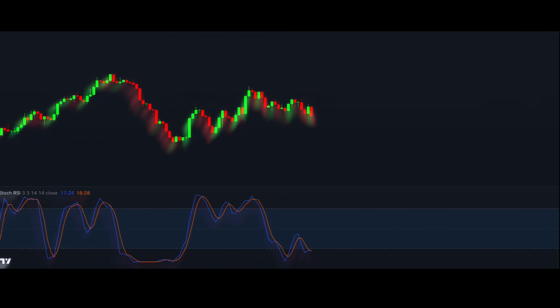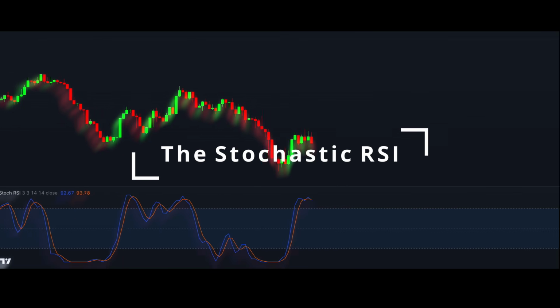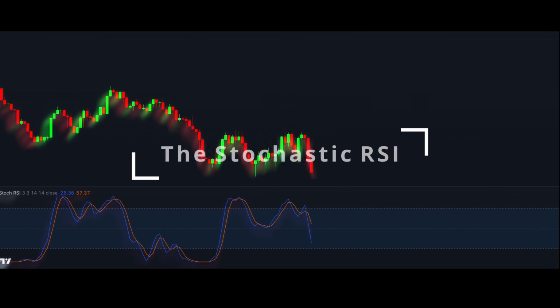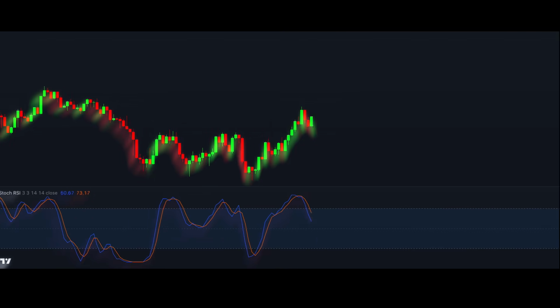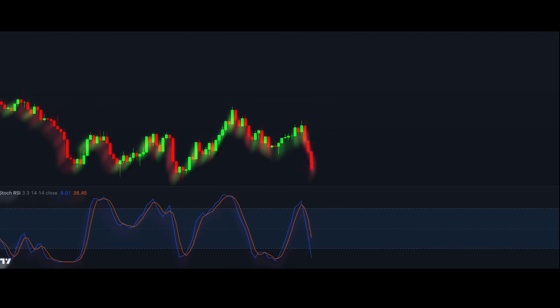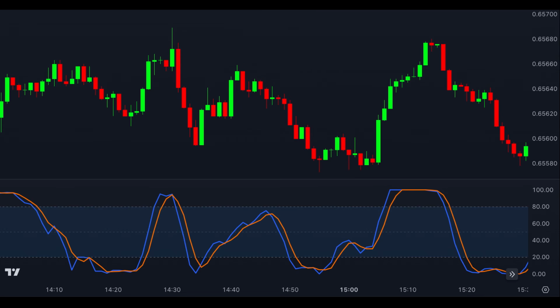Today we're taking a look at the Stochastic RSI. We'll talk about the best strategy, if it's better than a regular RSI, and the best settings to use for it. Looking at the Stochastic RSI, we see ranges between 0 and 100.